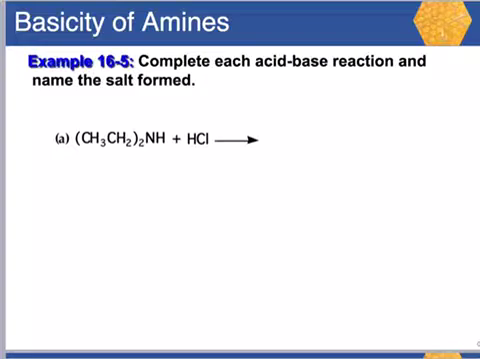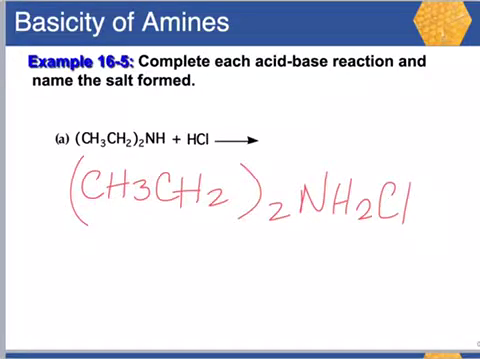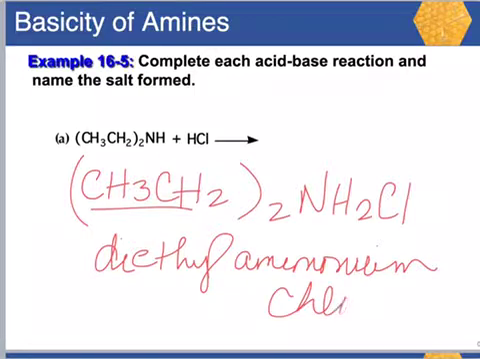So using the example that we just did on the previous page, remember you're going to add the HCl to this. So what you're forming is CH3CH2, 2, and then NH2Cl. So this is diethyl, because this is an ethyl group, ammonium, because the NH2, chloride. So there is your salt.